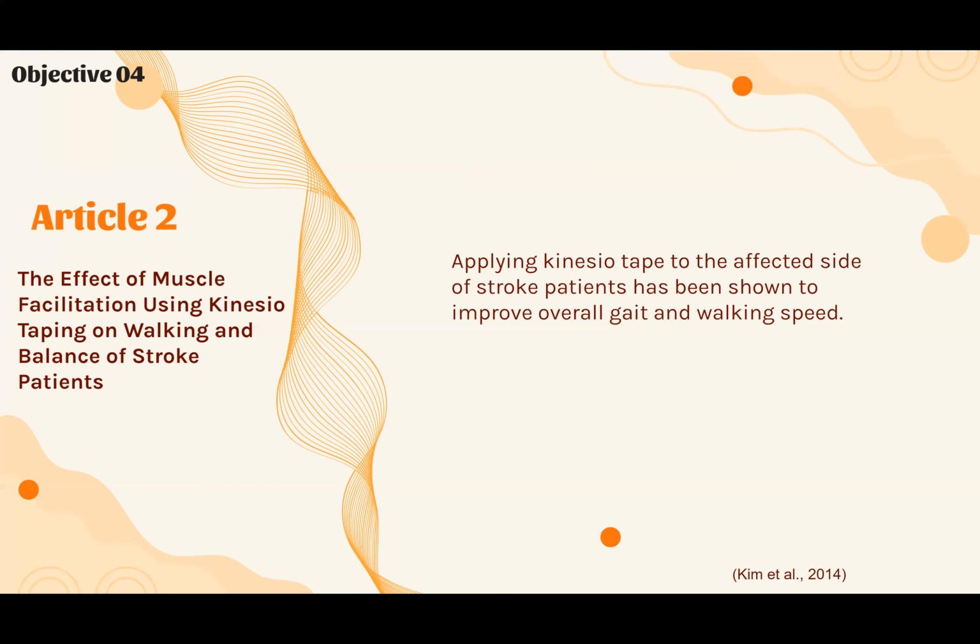The Berg balance scale was also used to evaluate dynamic balance. The 10-meter walking test was used as well. The results showed a statistically significant difference in the test results in the experimental group only. Therefore, the researchers determined that applying tape to the affected side of a stroke patient has a positive effect on improvement of gait and walking speed.